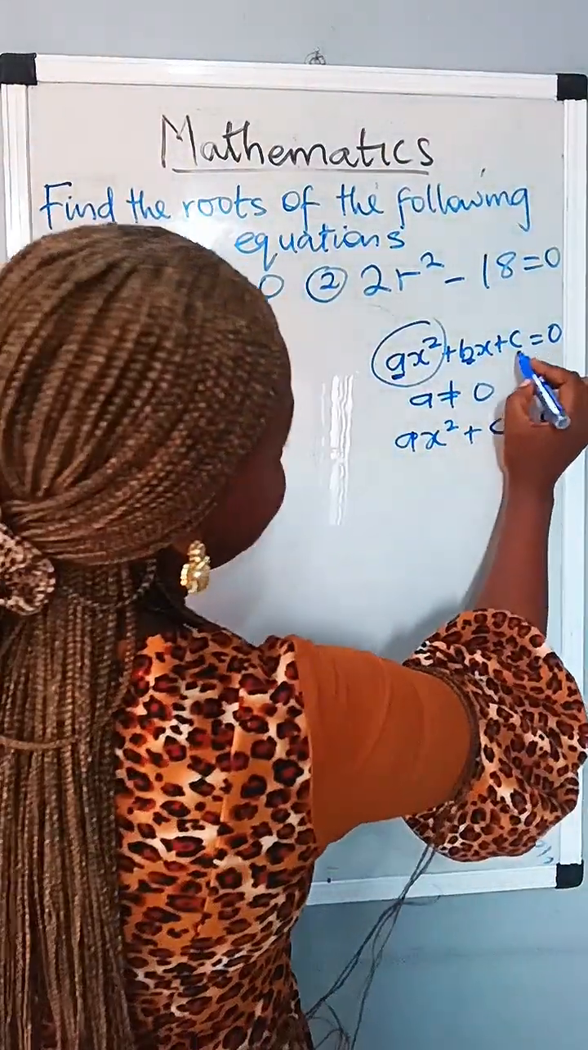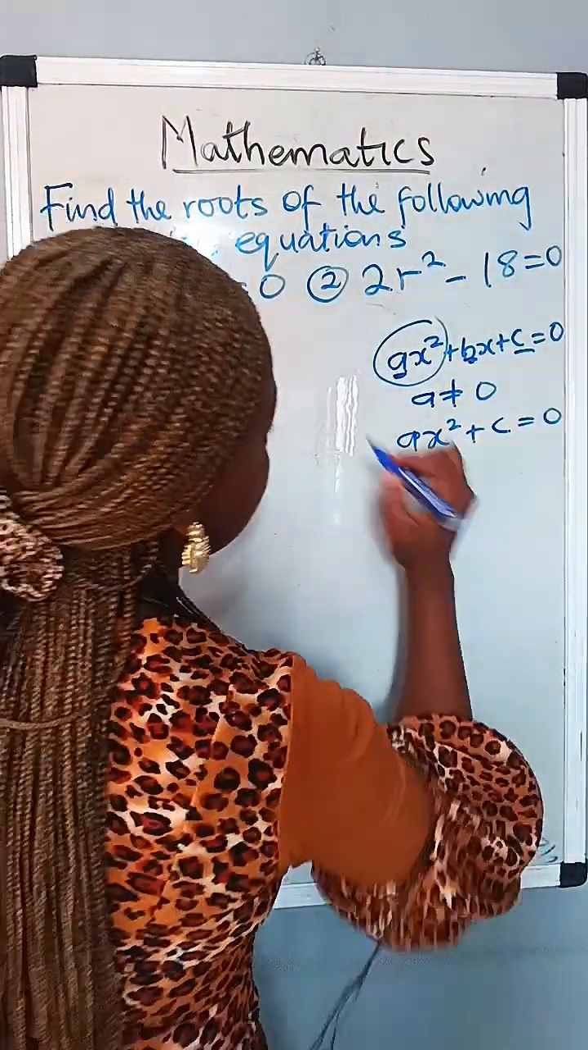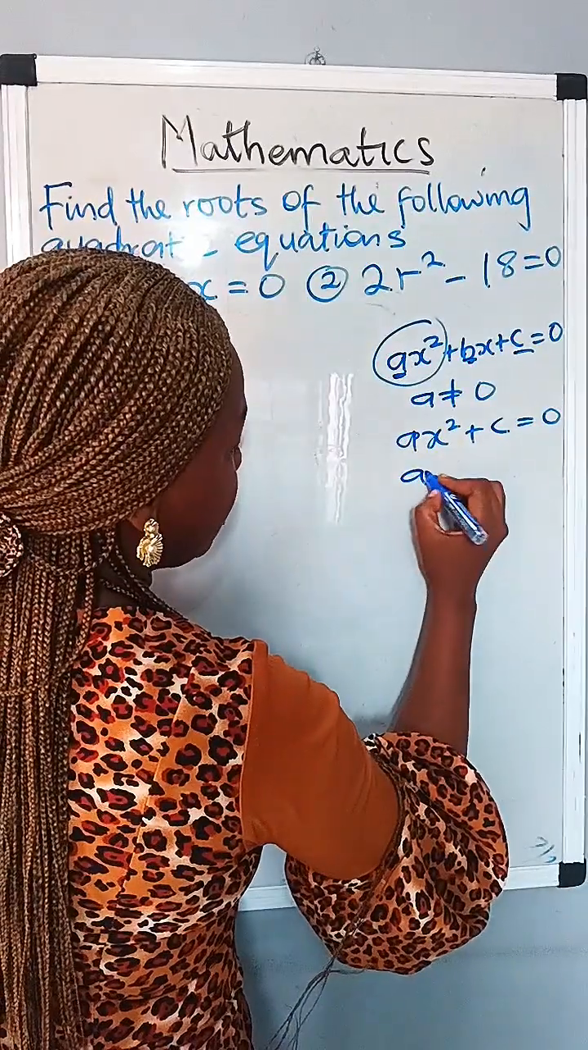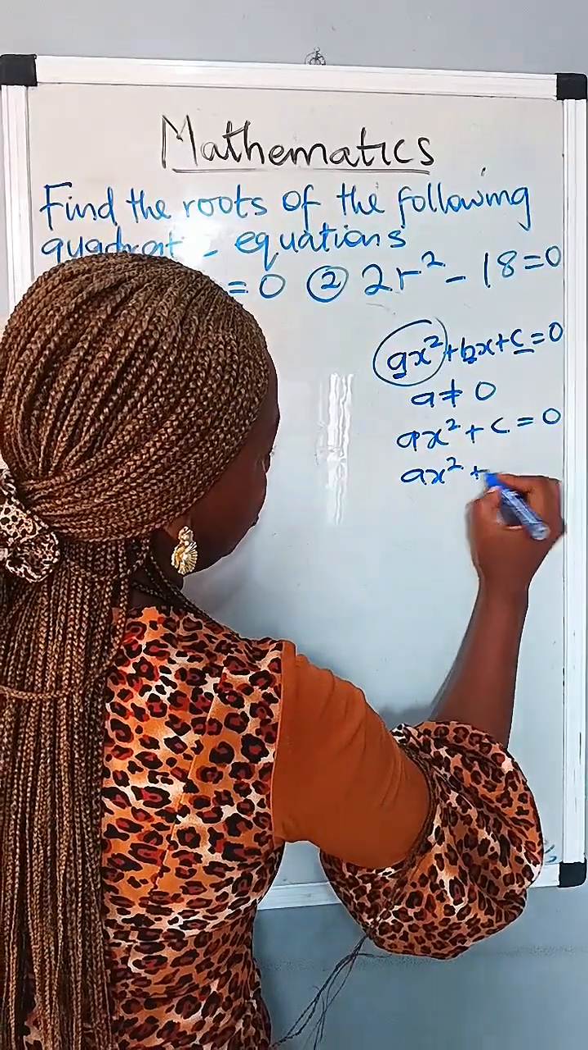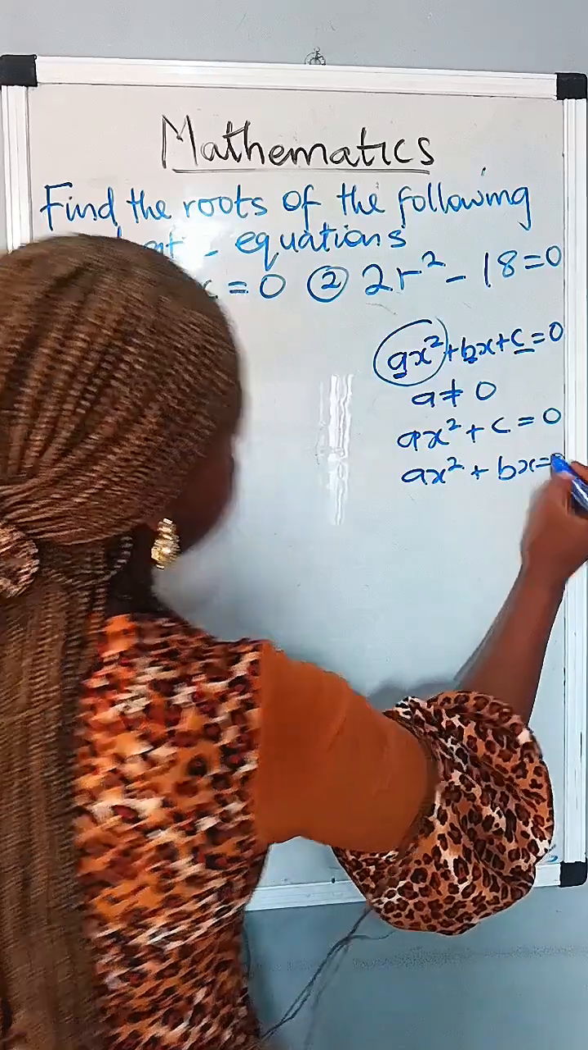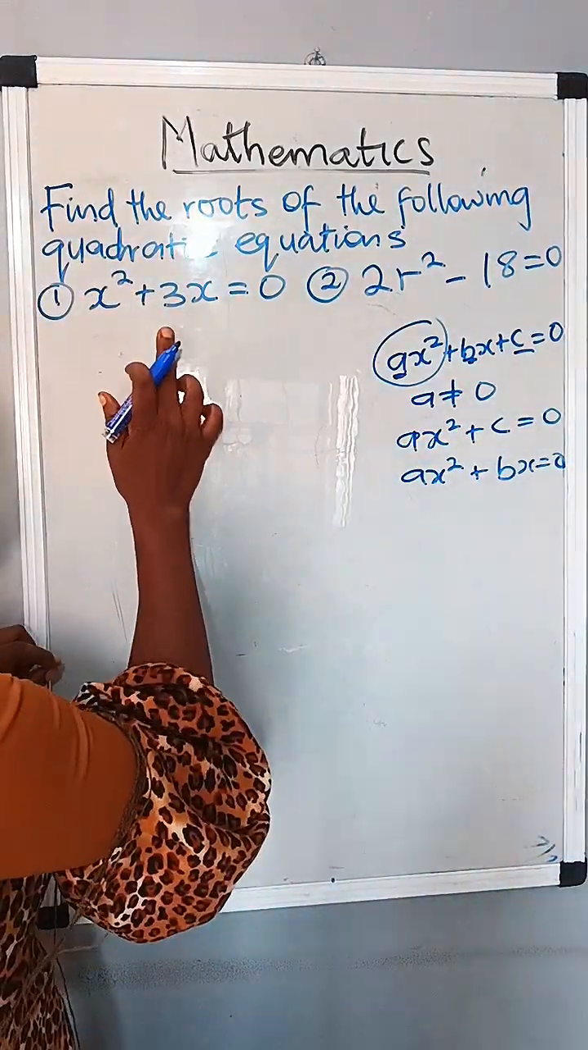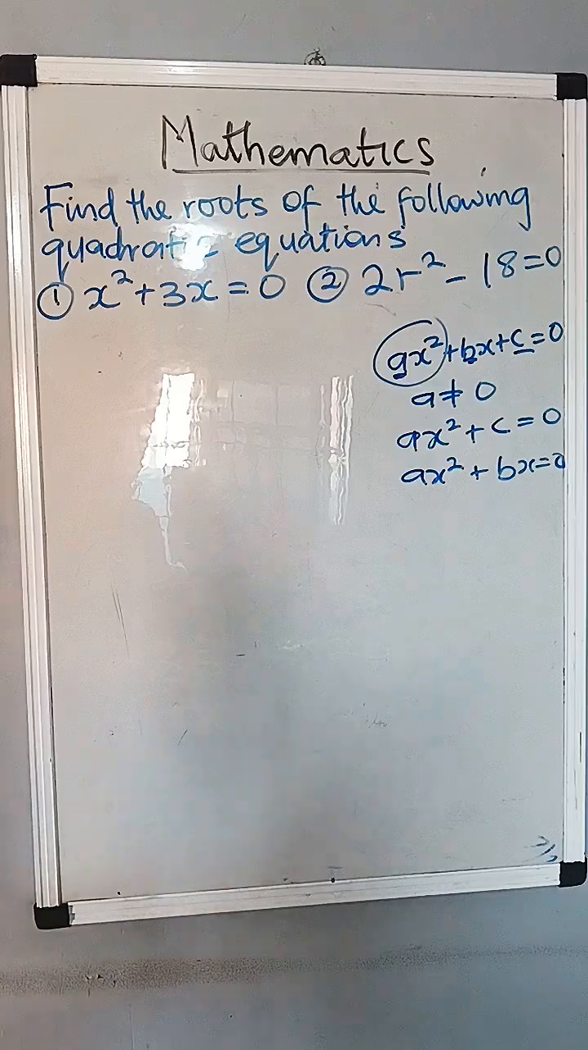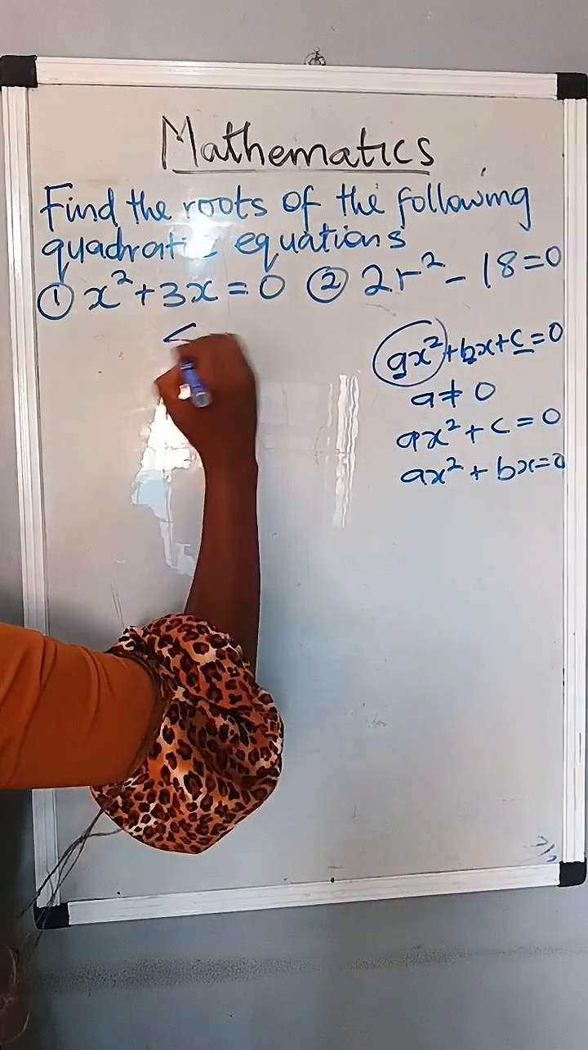Then we can as well have c to be 0. If c is 0, then we now have ax squared plus bx equal to 0. That is the example we have in 1. Okay, so these are the forms of quadratic equation you can see. Let's solve these ones.